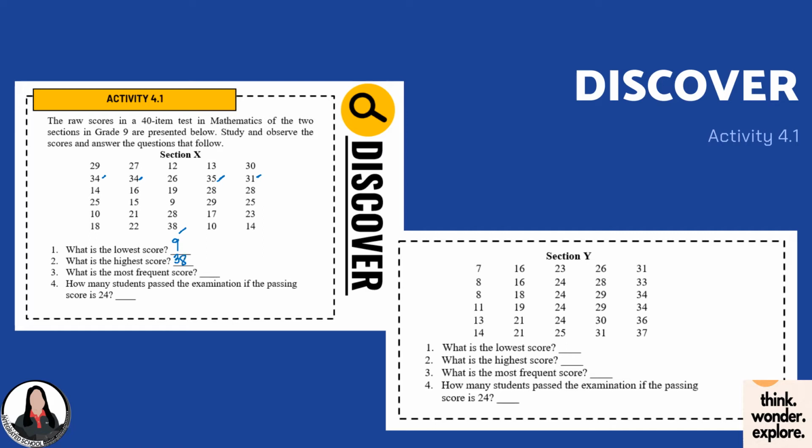Next. What is the most frequent score? When we say frequent, ito yung pinakamadalas na nag-appear na score sa isang set of data. So, if we are to compare all the scores, we can infer that 28 appeared 3 times. So, that is the most frequent score. And how many students passed the examination if the passing score is 24? For us to obtain the number of students who passed the exam, bibilangin natin kung ilang scores ang lagpas 24 or equivalent to 24. So, for this data, we have 15 students who passed the exam.